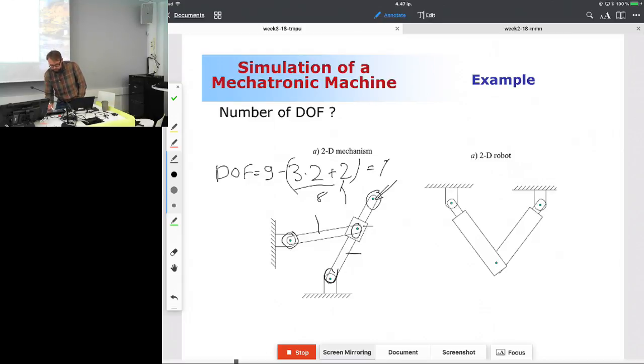This one is a translational joint. Okay, this one, I have 3 revolute joints. Each revolute joint needs 2 constraint equations. Okay? What about here? What's the number of generalized coordinates? 6.